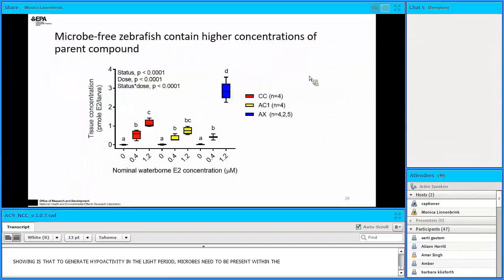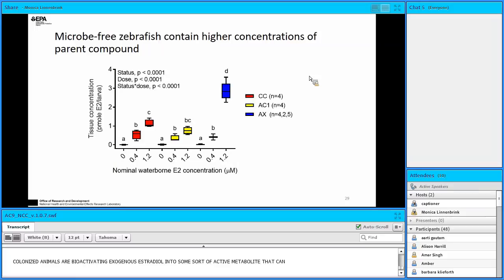So we took a look at concentrations of estradiol in our 3-cohort system, and we saw something that was also pretty interesting. Now, this was the opposite of what we had observed in that previous triclosan case study. And here, what we're seeing is 3 times more estradiol present in the tissue of animals that lack microbes. And when you put it in context with the data that I showed you on the previous slide, our working hypothesis is that colonized animals are bioactivating exogenous estradiol into some sort of active metabolite that can produce hypoactivity.